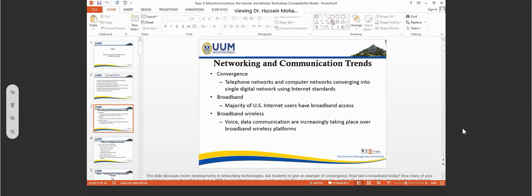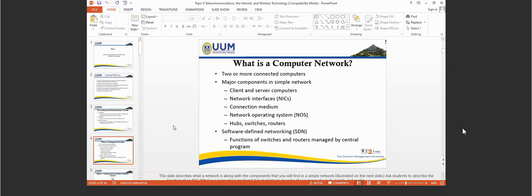As we said, networking and communication trends are mostly wireless, and this changed the way of communicating from analog to digital, from the wave to the digital, becoming more of a digital network, or single digital network. With broadband wireless, voice and data communications are increasingly taking place on broadband wireless platforms.